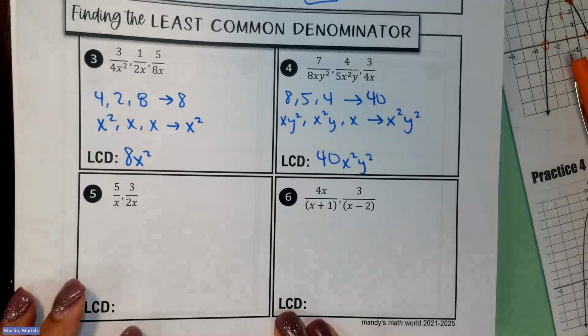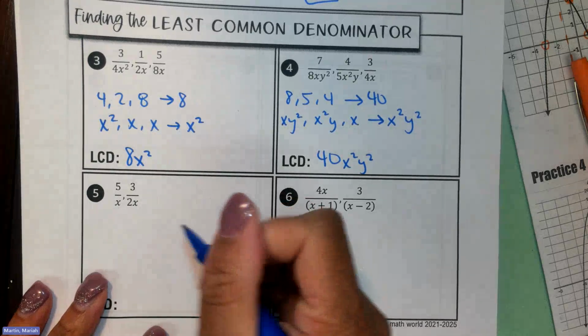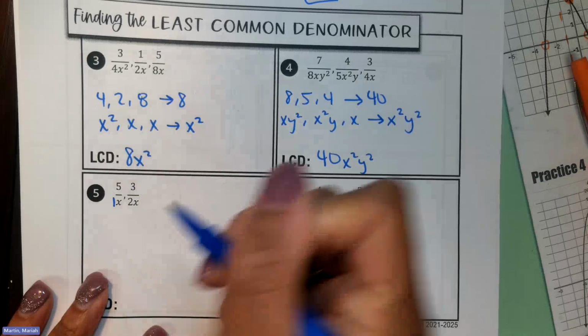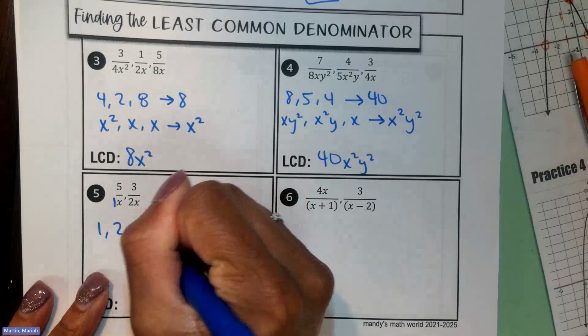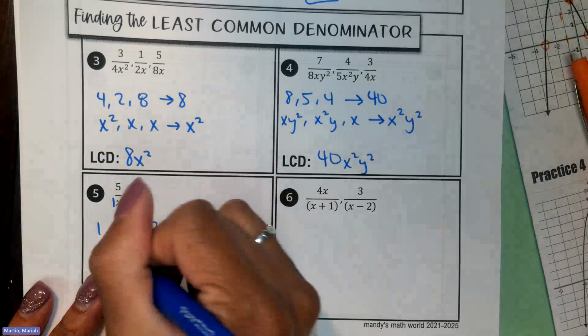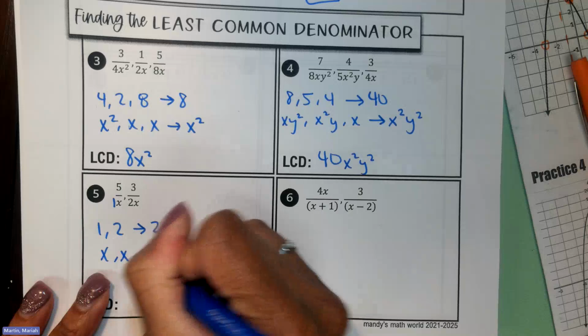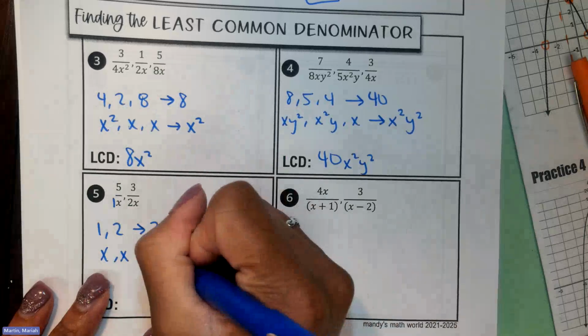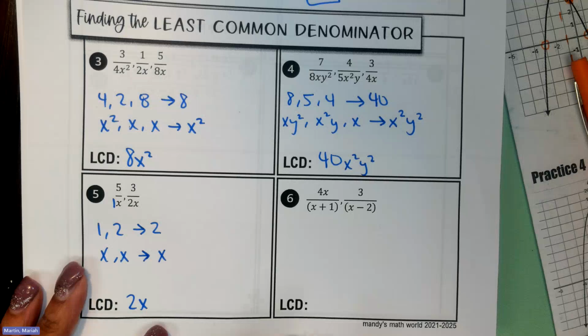Okay, so now we have 5 over x, and then 3 over 2x. So this time we have the coefficients 1 and 2, and the least common denominator here would be 2, because I can multiply this one by 2 to get the same one. Then we have x and x. Well, they will have the same denominator here, so it would just be x, or LCD here would be 2x.